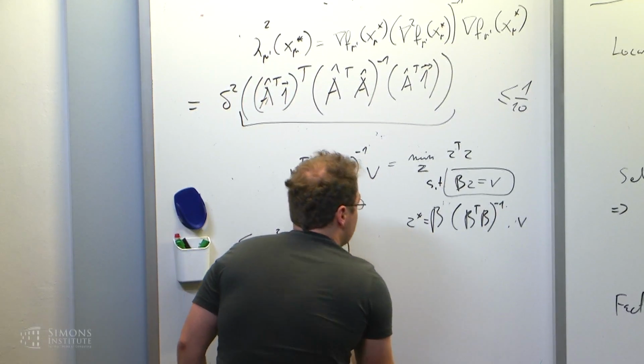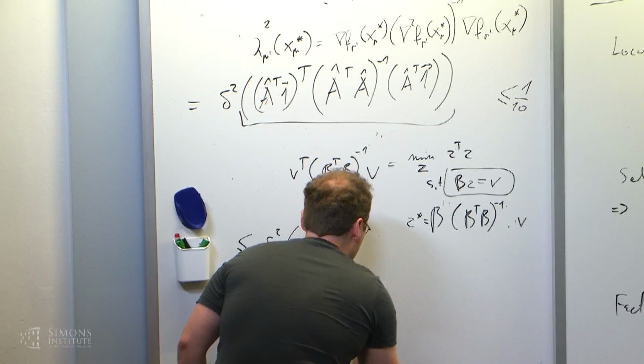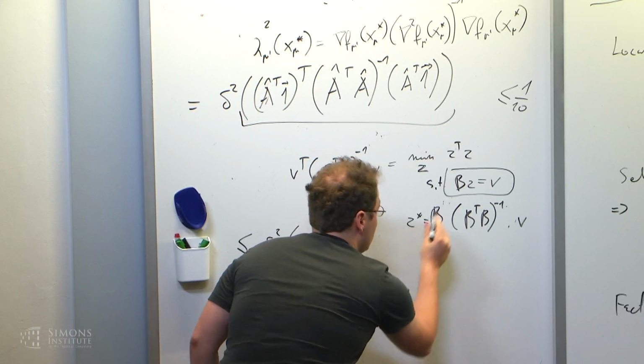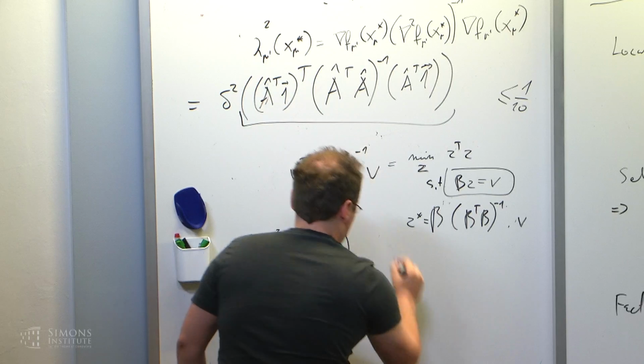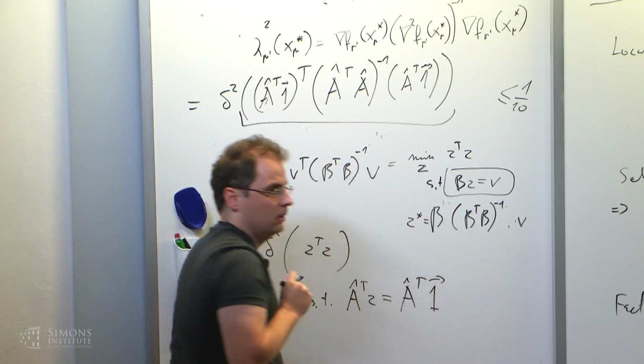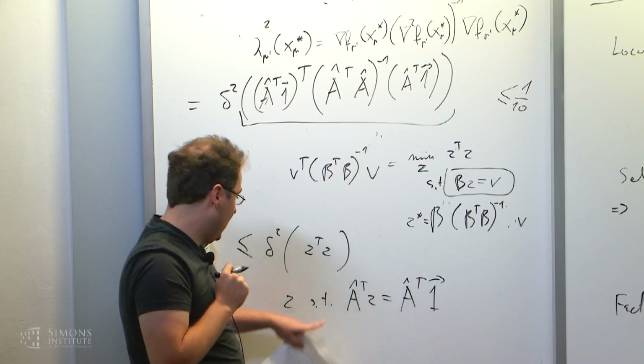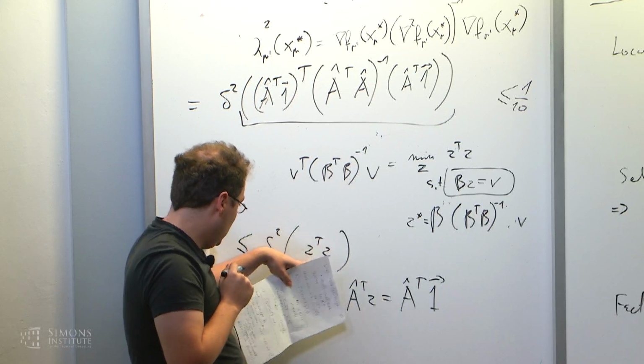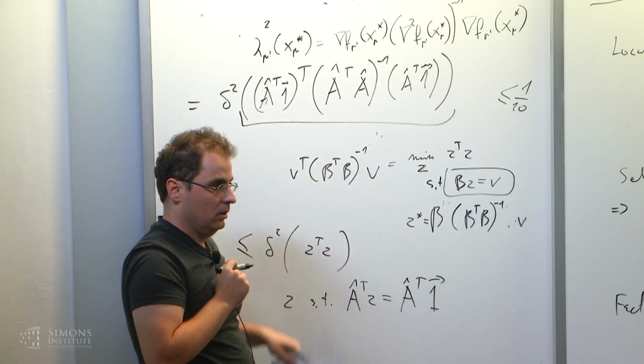Well, a hat transpose z has to be equal to a hat transpose all one vector. Okay, I just translated this. So any z that satisfies this, its norm will be an upper bound on this quantity.